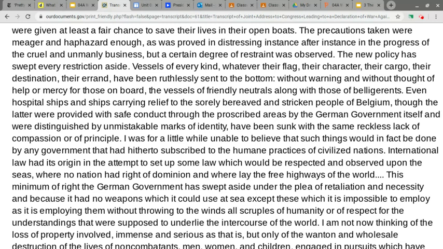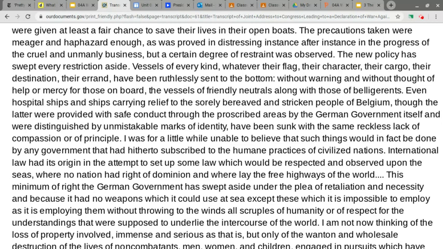I was for a little while unable to believe that such things would in fact be done by any government that had hitherto subscribed to the humane practices of civilized nations. International law had its origin in the attempt to set up some law which would be respected and observed upon the seas, where no nation had right of domination and where lay the free highways of the world.